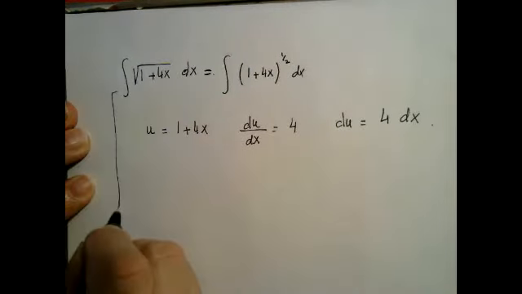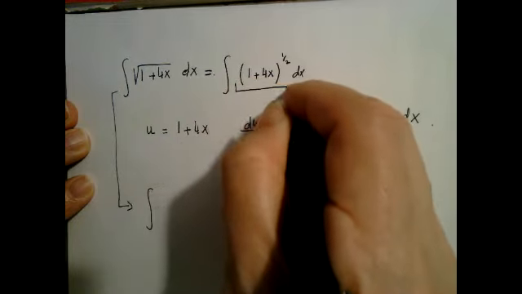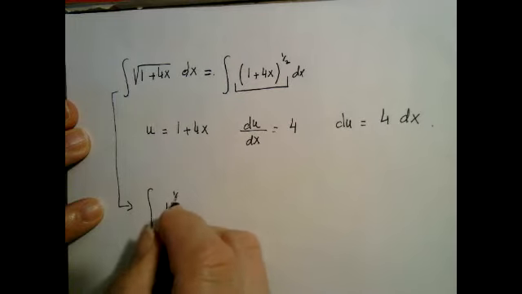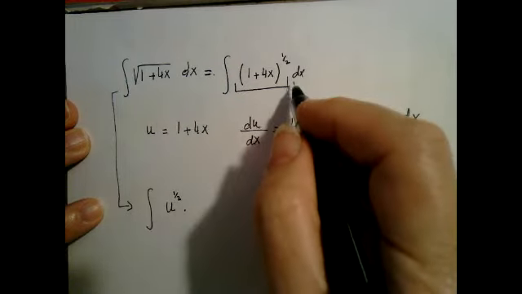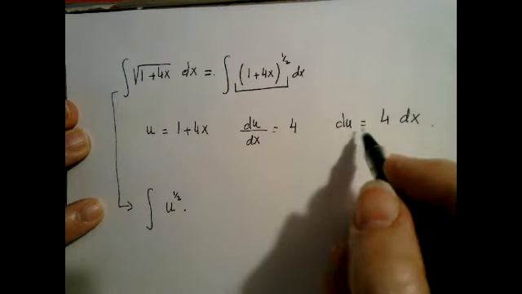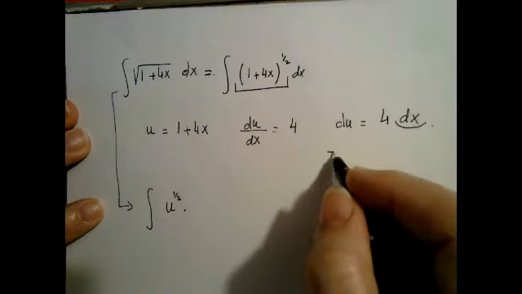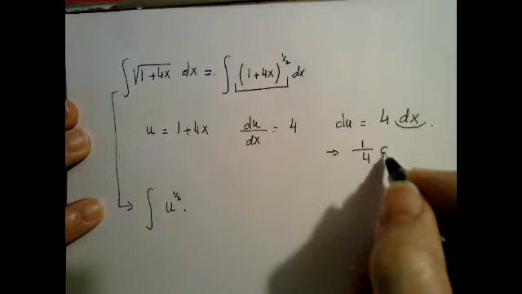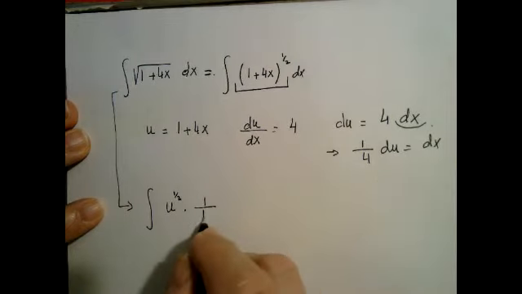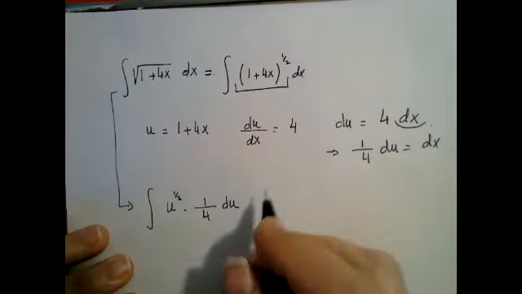Then this integral will become the integral of 1 + 4x to the power 1/2, which is nothing more than u to the power 1/2. Now the dx, I have to write in terms of du, but right here I don't have dx by itself. I need to isolate it, so I'm going to divide by 4 both sides, and this becomes 1/4 du. A very simple integral in u.